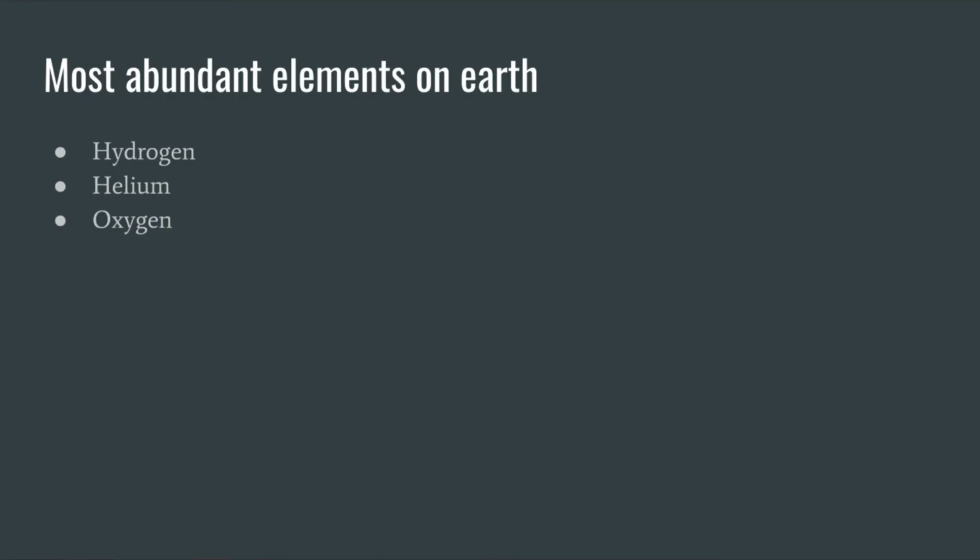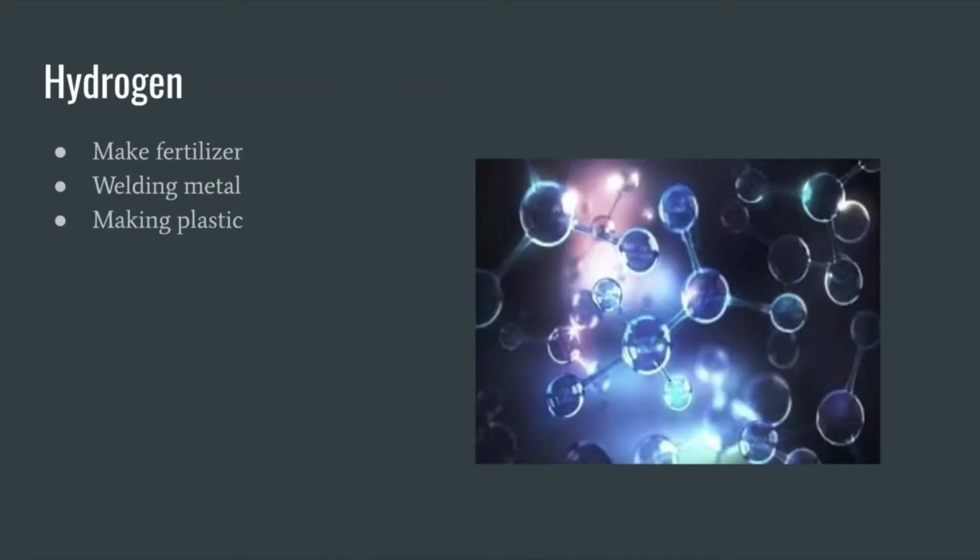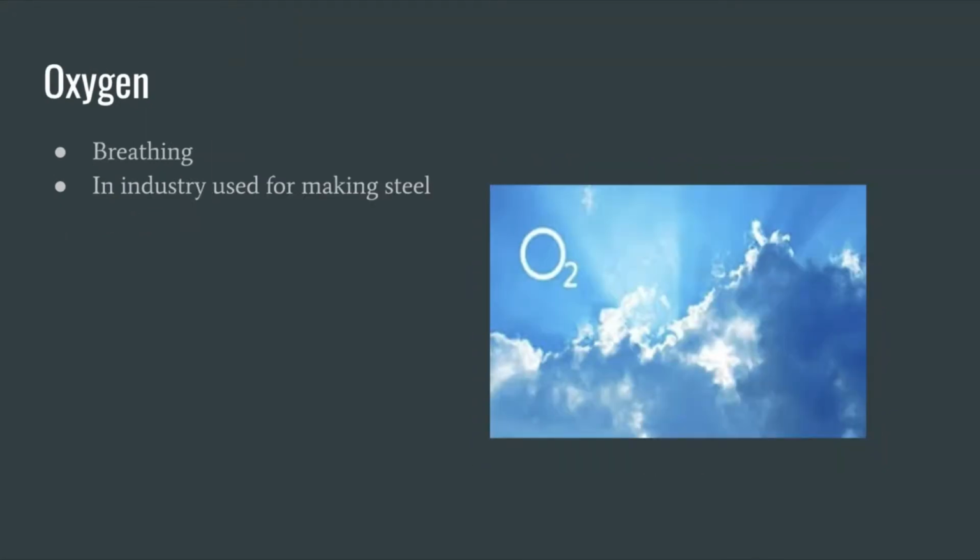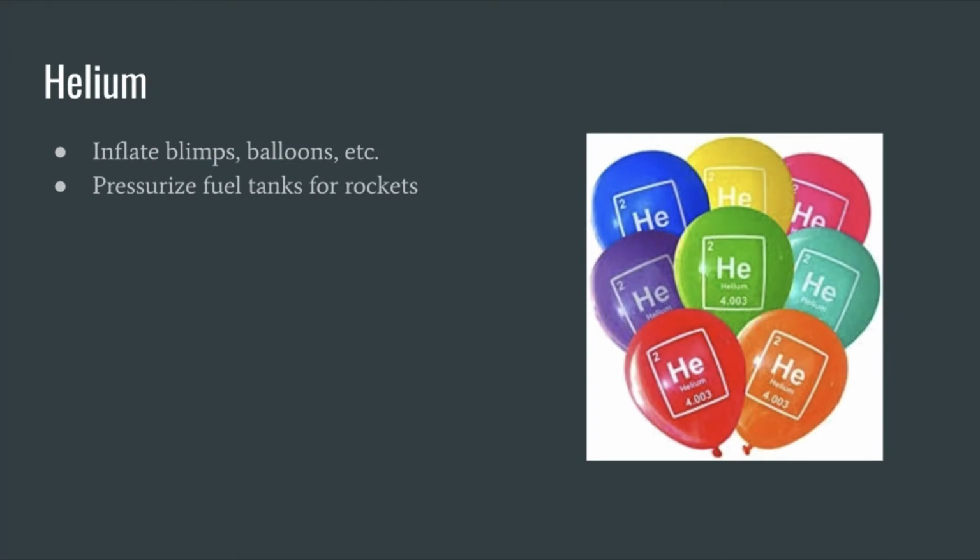The three most abundant elements on Earth are hydrogen, helium, and oxygen. Hydrogen helps to make fertilizer, welds metal, and also helps make plastic. Oxygen is used for breathing, and it is also used in the industry for making steel. Helium helps to inflate blimps and balloons, and also pressurizes fuel tanks for rockets.